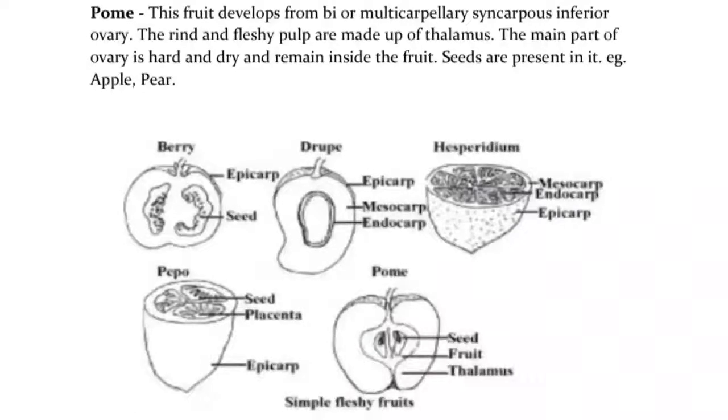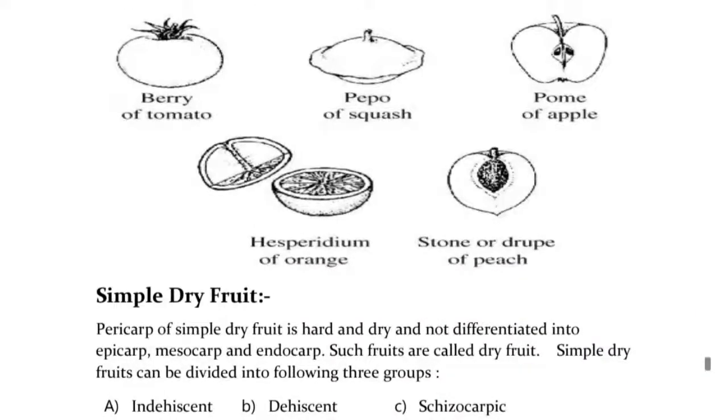Pome: this fruit develops from a bi or multicarpellary syncarpous inferior ovary. The rind and fleshy pulp are made up of thalamus. The main part of the ovary is hard and dry and remains inside the fruit. Seeds are present in it, e.g. apple, pear.